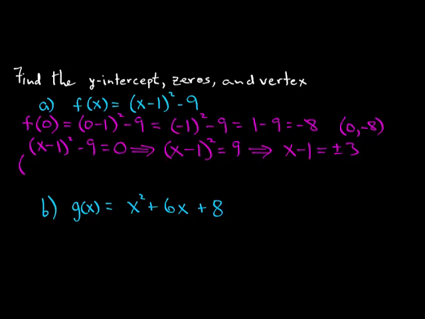It's going to be negative, well, I bring the 1 over first, right? So I've got x equals 1 plus or minus 3. So here's what we have. We have (1 minus 3, 0) and (1 plus 3, 0). And these two are x-intercepts. So we have a root at 1 plus 3 and 1 minus 3.